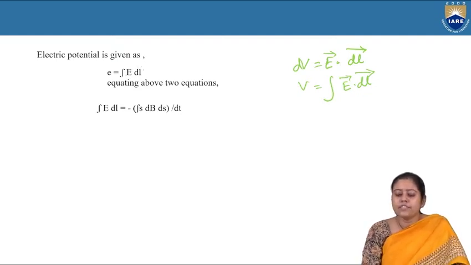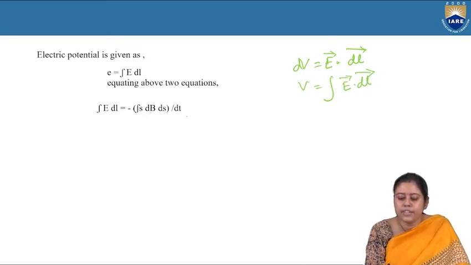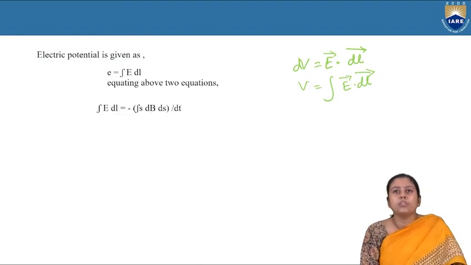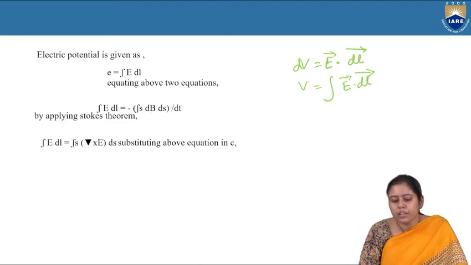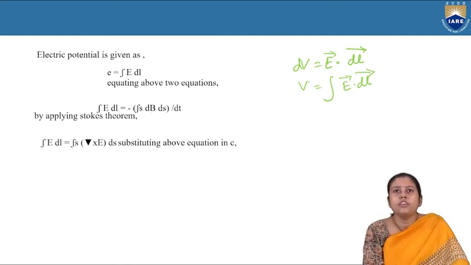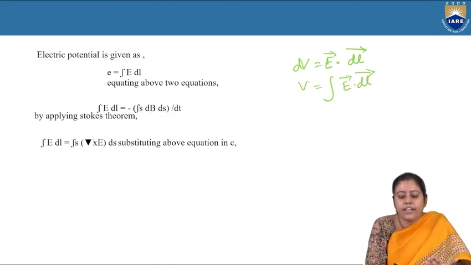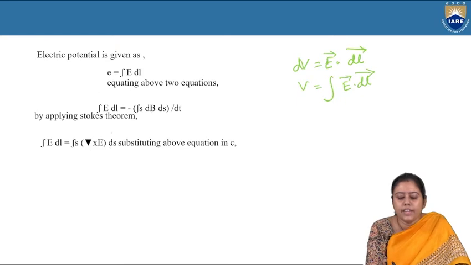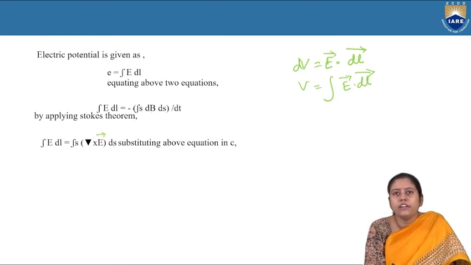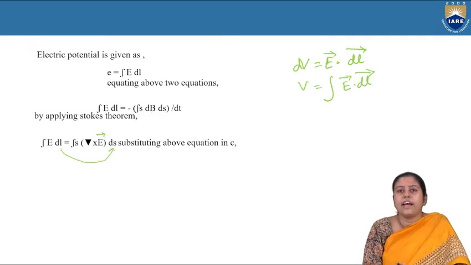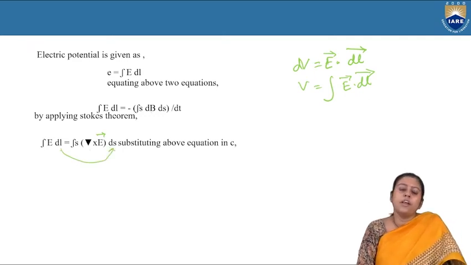In the previous step, we got E equal to minus d by dt of the integral of B dot ds. Here we got the integration of E dot dl. Both are equal to E. So if we apply Stokes' theorem here, the integral of E dot dl is changed to the integral of grad cross E dot ds. From dl we are changing to ds, that's why we are using Stokes' theorem.